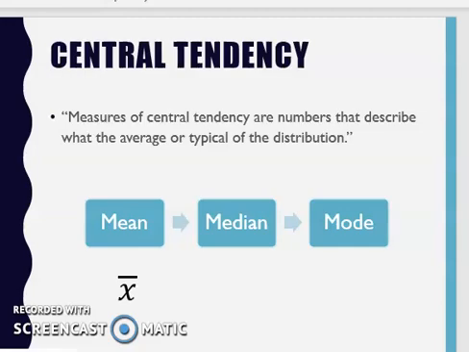The mean is the most popular and well-known measure of central tendency. It can be used with both discrete and continuous data. Although it's the most used, and most often used with continuous data, the mean is equal to the sum of all the values in the data set divided by the number of values in the data set. The mean is normally shown by the symbol x bar, shown right here.